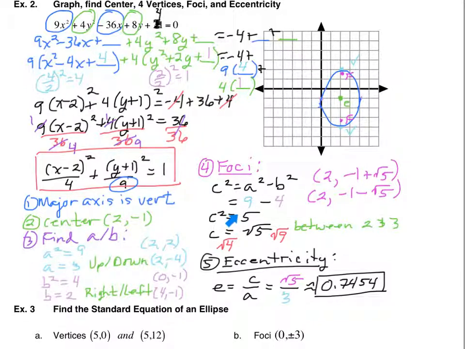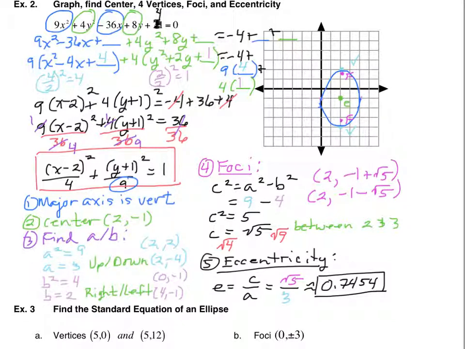So c would be 0 in a circle. And then when you find the eccentricity, wouldn't it be 0 divided by whatever a is? What's 0 divided by anything? 0. So the eccentricity of a circle is going to be 0. So as the ellipse becomes more circular, the eccentricity starts to approach 0. As the ellipse becomes flatter, the eccentricity starts to approach 1.